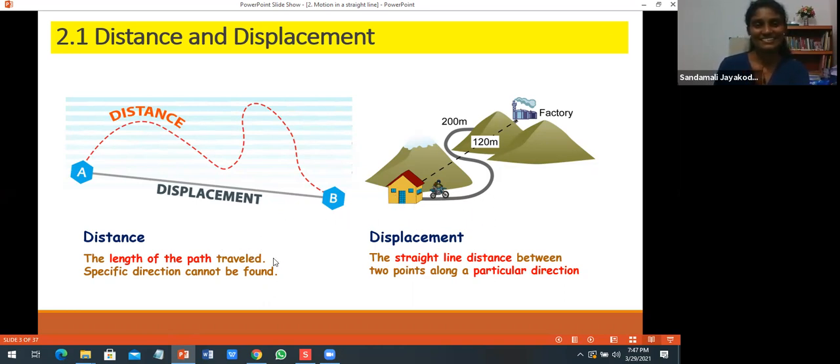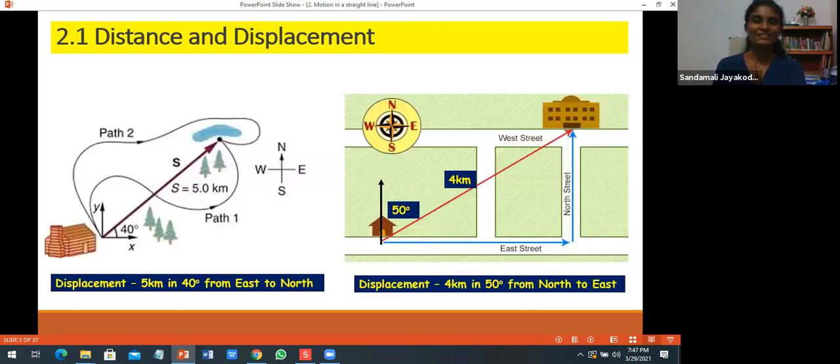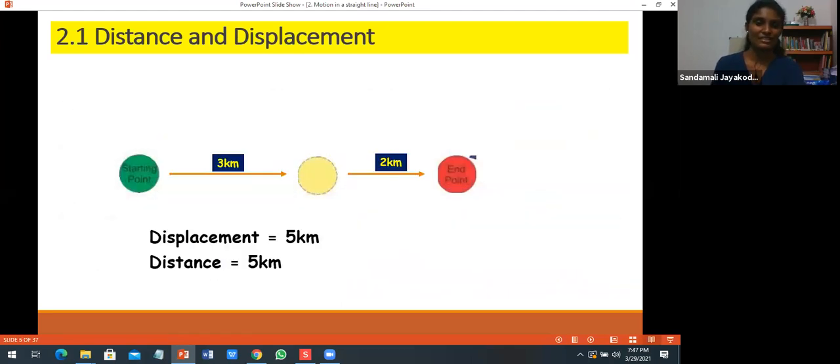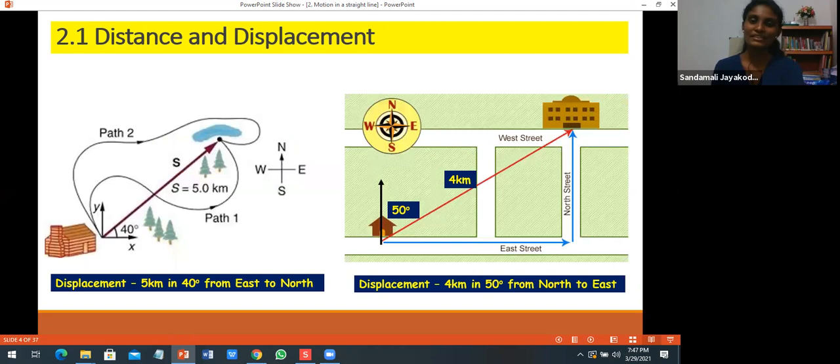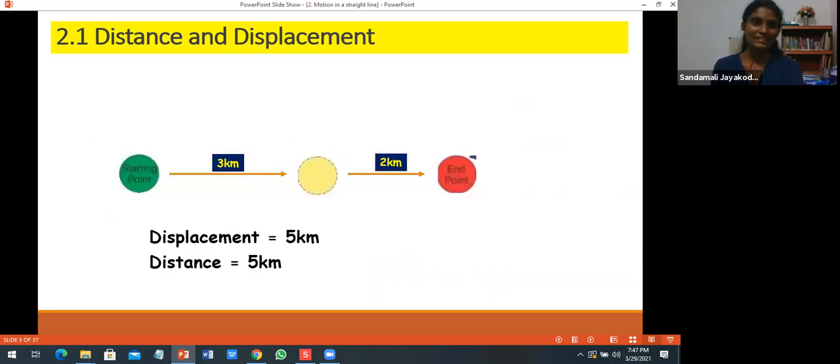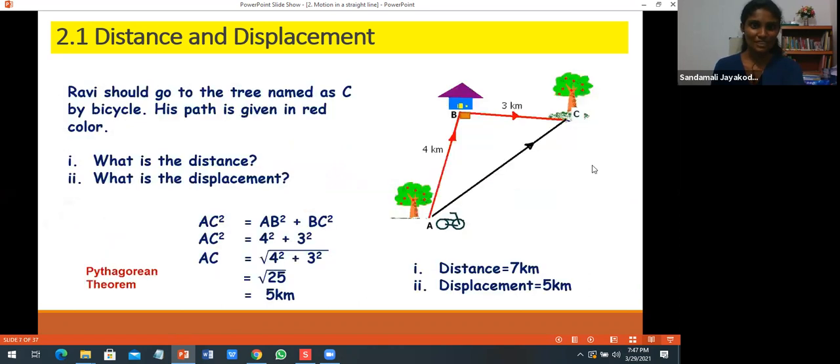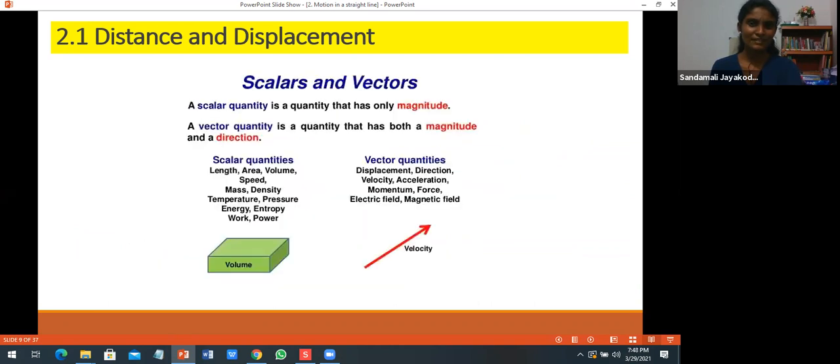This displacement has a direction and a magnitude, but distance has only magnitude. Yeah, good. Distance has a magnitude only, and displacement has both magnitude and direction. So then we were discussing different examples about displacement and distance. Later on, we moved into some questions, and then we were discussing scalars and vectors.